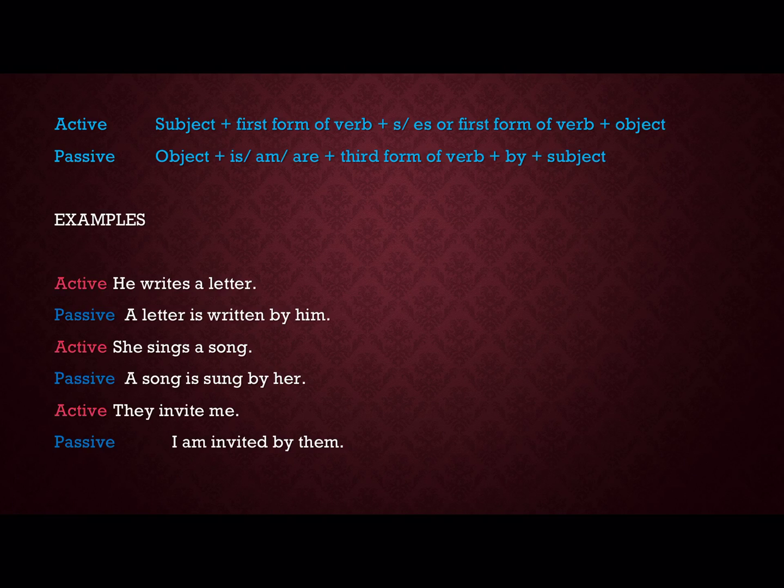So when you are changing active voice into passive voice, you always have to keep in mind, especially in simple present tense, the singular or plural form of the object, because this singular or plural form will decide the helping verb of the passive voice sentence. It decides whether we will be using is, are or am.